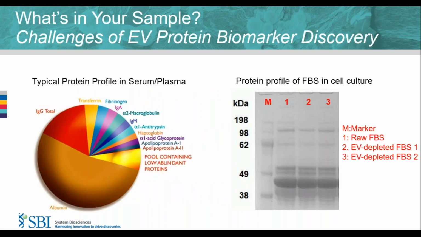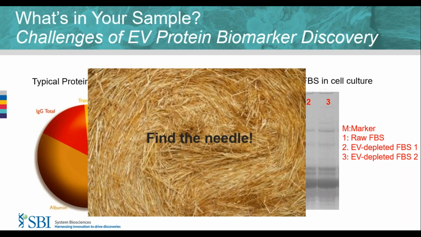And this is just to show what the typical protein profile in serum and plasma looks like. As you can see, albumin is over 50% of the total proteins. So if you're thinking of assessing a biomarker, this will most likely fall into the pool containing low abundant proteins, probably somewhere between 5 and 10% of the total proteins. So it's really difficult to find these biomarkers within these samples with all of this background and contaminating proteins.